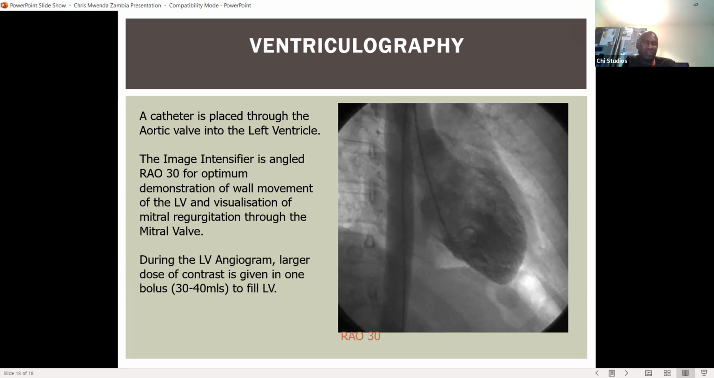So in that case, if the patient is coming for primary PCI, after that we do all the procedure, we do the angiogram if we are proceeding.